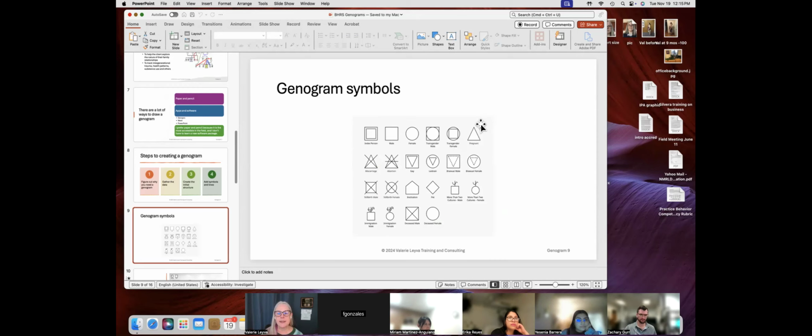A pregnancy is indicated by a triangle. A miscarriage, a triangle with an X. An abortion, a triangle with a line through it.